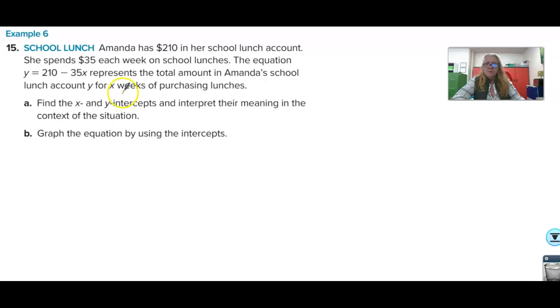Here's our equation. Y equals 210 minus 35x represents the total amount in Amanda's school lunch account Y for X weeks of purchasing lunches. Find the X and Y intercepts and interpret their meaning in the context of the situation, and then graph the equation using the intercepts.